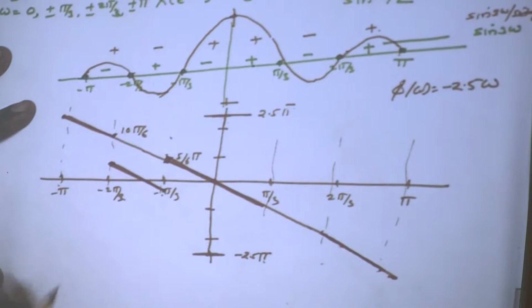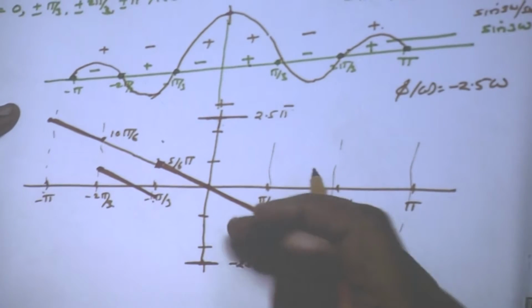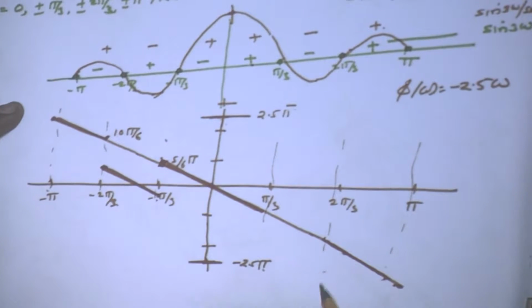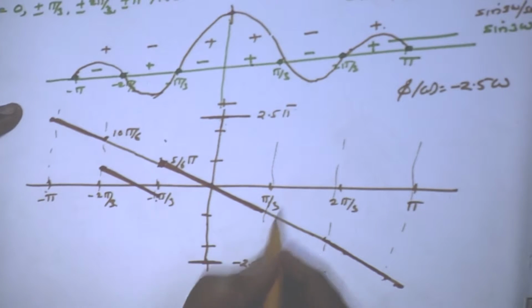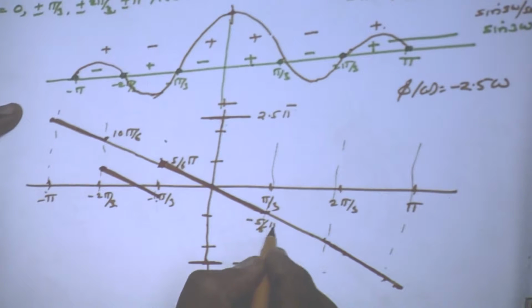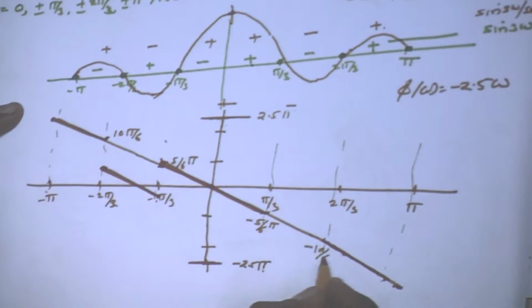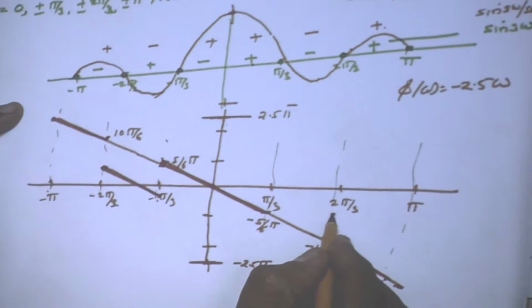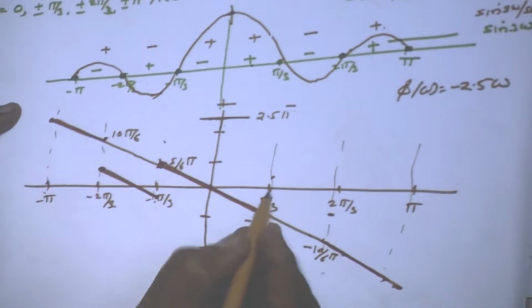Alright. Similarly here it is going beyond minus pi. So what you should do? You should add plus pi. So add plus pi means what is this value going to be? This value is minus 5 by 6 pi. This value is minus 10 by 6 pi. This value is going to be minus 4 by 6 pi, from this to this.